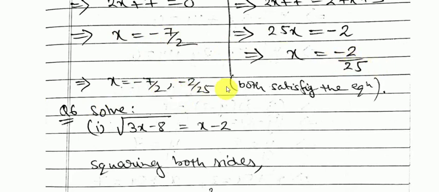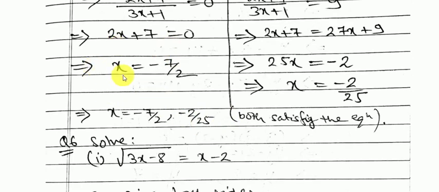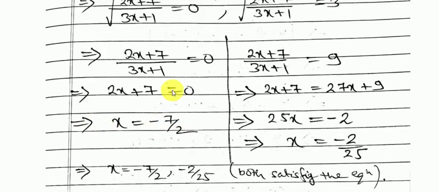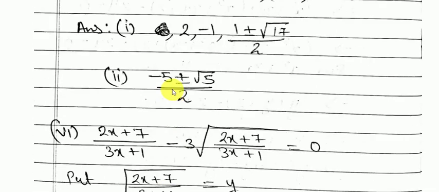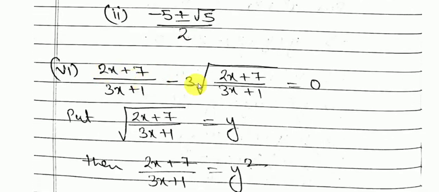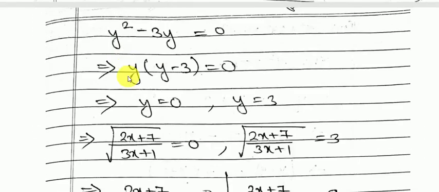This you have to check in rough, or using calculator. Suppose I want to check whether x equal to -7 by 2 is satisfying or not. So you take this value and on the left put this in place of x, check whether it's coming 0 or not. If it comes 0, then that means that x is satisfying. Same way, take the other value of x, put in place of x and check. Okay, so same we have to check.